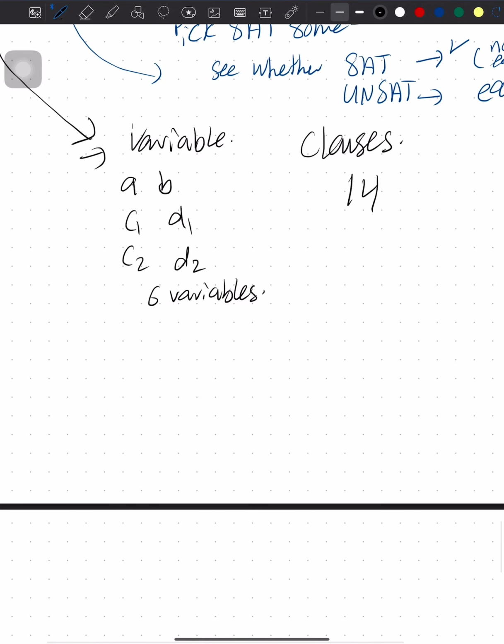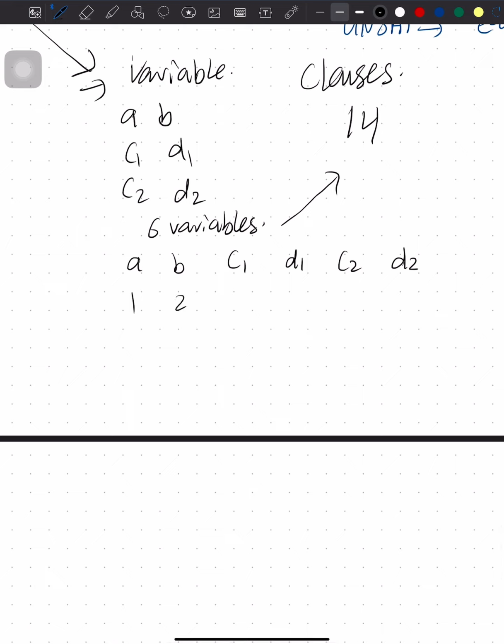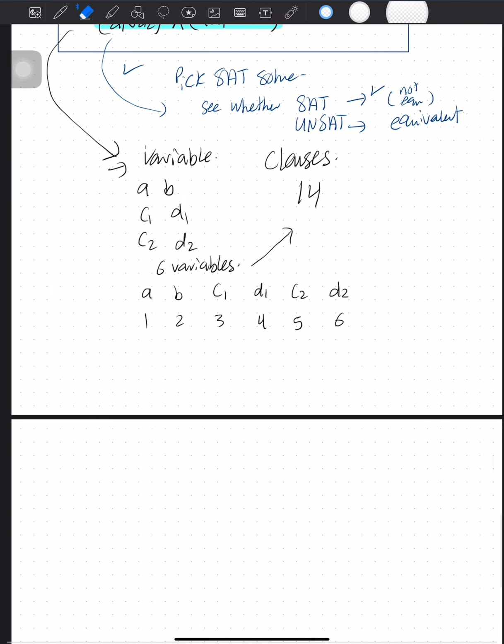So I expect I will have 6 variables, 14 clauses. You can map them any way you want, but I'm just gonna say A, B, C1, D1, C2, D2. I'm gonna call A 1, B 2, C1 3, D1 4, C2 is 5, D2 is 6. If I have A negated at any time, it's just gonna be -1. If I have B negated, it's gonna be -2. If I have C negated, it's gonna be -3, and so on. So it's gonna be the same number just with a negative. This is a notation for negation.